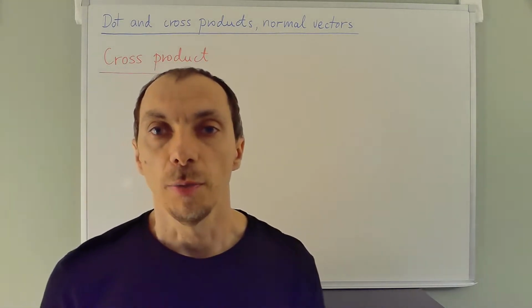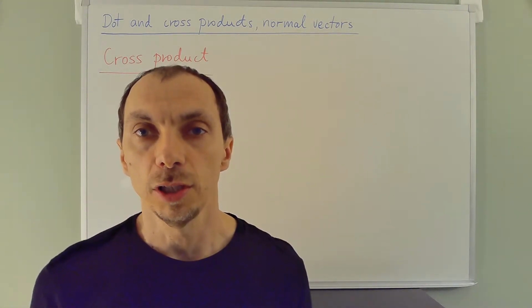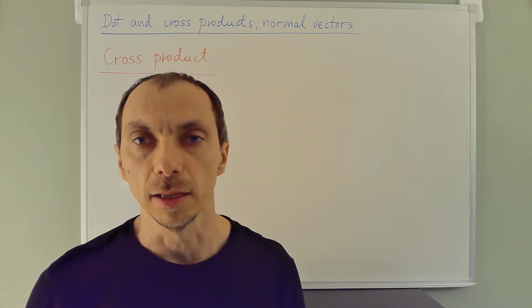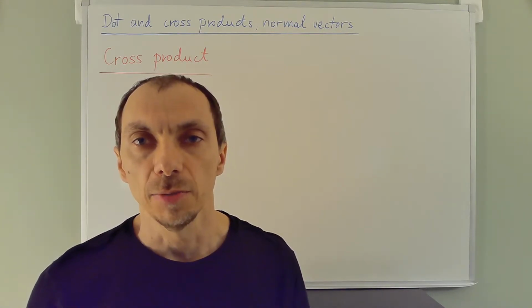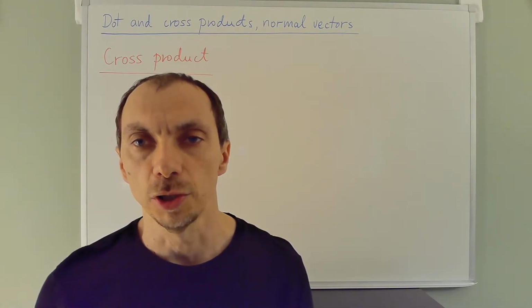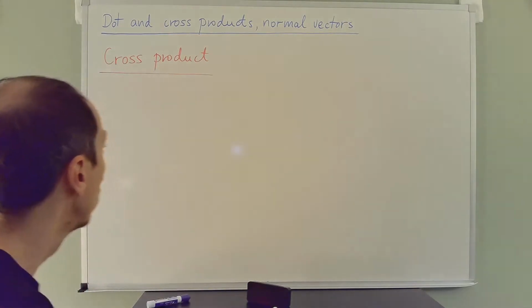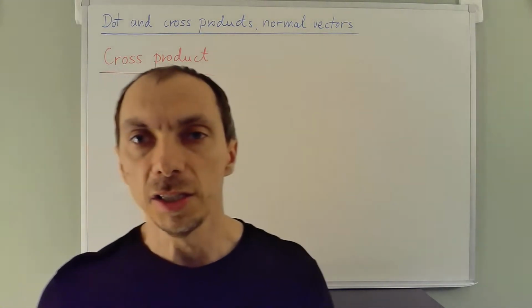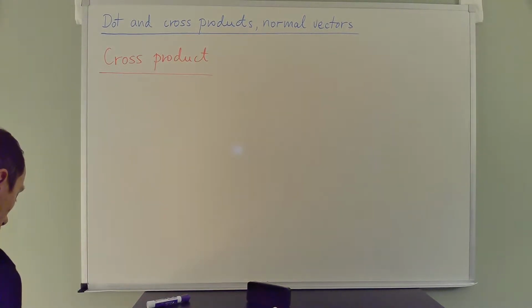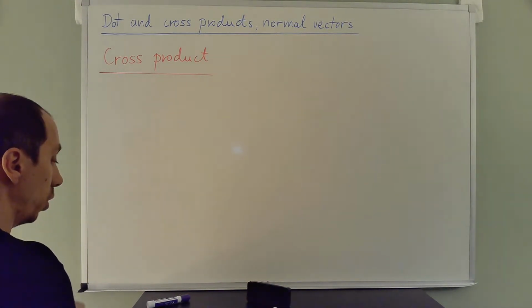So the cross product is an operation that is actually only specific to R3. You can make sense of the dot product in Rn, in any n-dimensional vector space, but the cross product is only specific to the three-dimensional space. And what it does, it eats two vectors and it spits out a third vector. So how does this work?